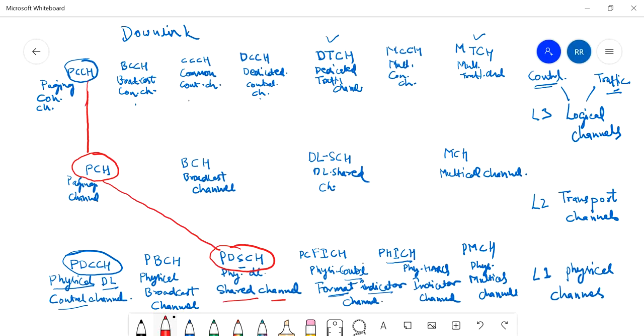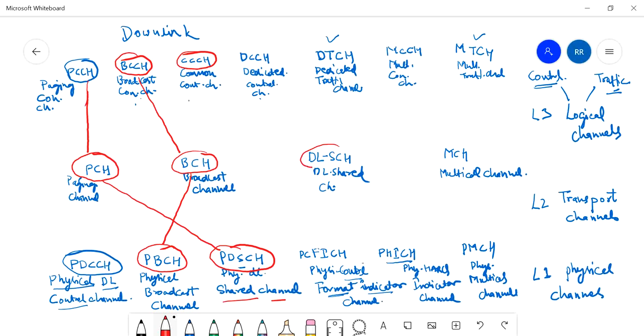Now BCCH is the broadcast control channel, and this is the broadcast channel. It is mapped with this, and this is the physical broadcast channel. So this is the broadcast control channel, this is the broadcast channel, and it is mapped with PBCH here.